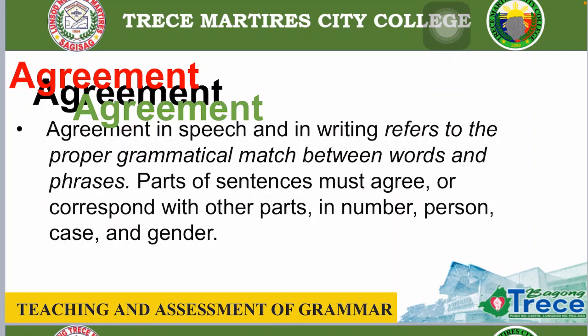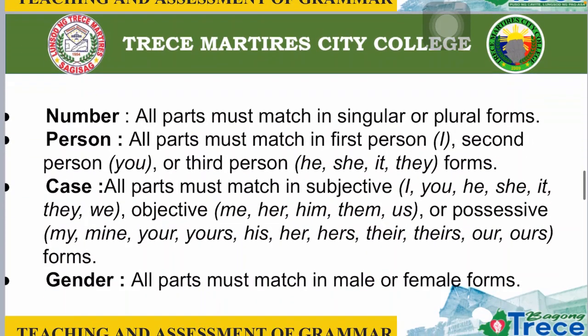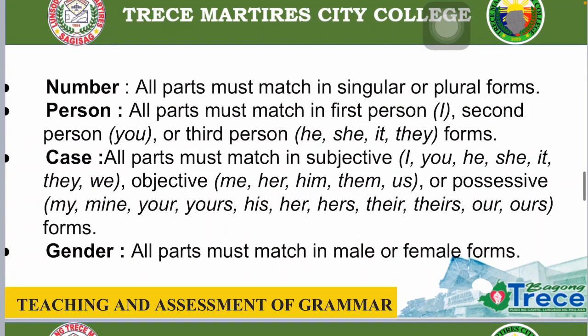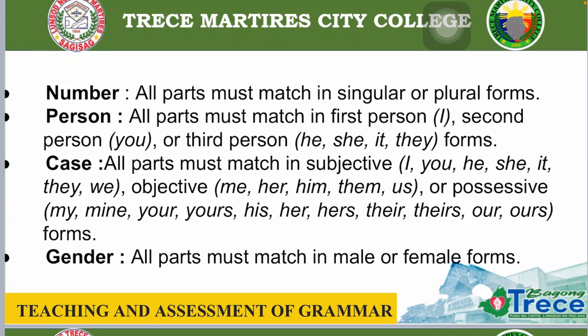So parts of the sentences must agree or correspond with the other parts in number, person, case, and gender. So in number, all parts must be in singular or plural forms. In terms of person, all parts must match in first person like I, second person you, or the third person he, she, it, they forms.